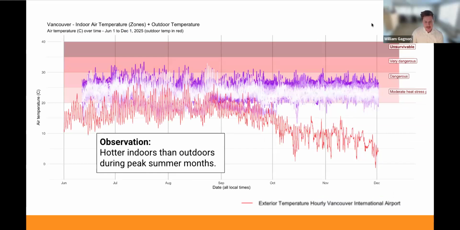So this is the data in Vancouver. The red line is the exterior temperature from Environment and Climate Change Canada at the Vancouver International Airport. And the lines from white to purple are the 50 or 60 something data loggers that we have.